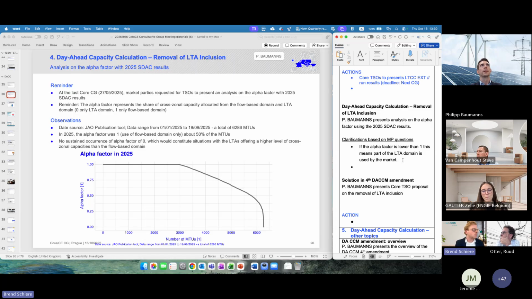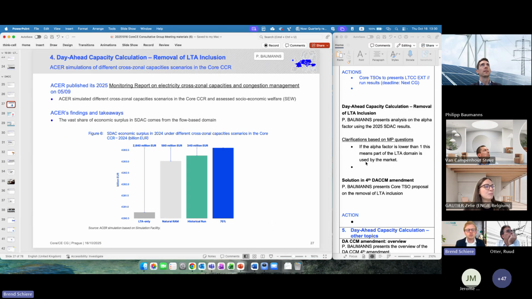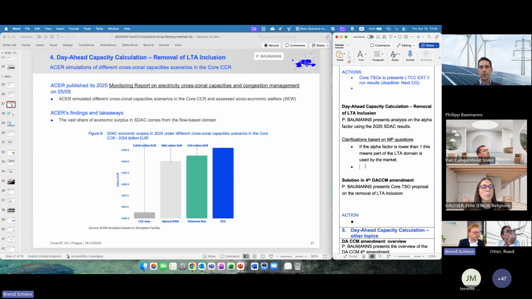Maybe the portion becomes a bit more clear when we go to the next slide, because that's an analysis that ESA actually made, comparing the historical runs with the cross-zonal capacities that were provided: what was the share of social economic welfare provided by the LTA, and what was the share that was provided by the flow-based domain.